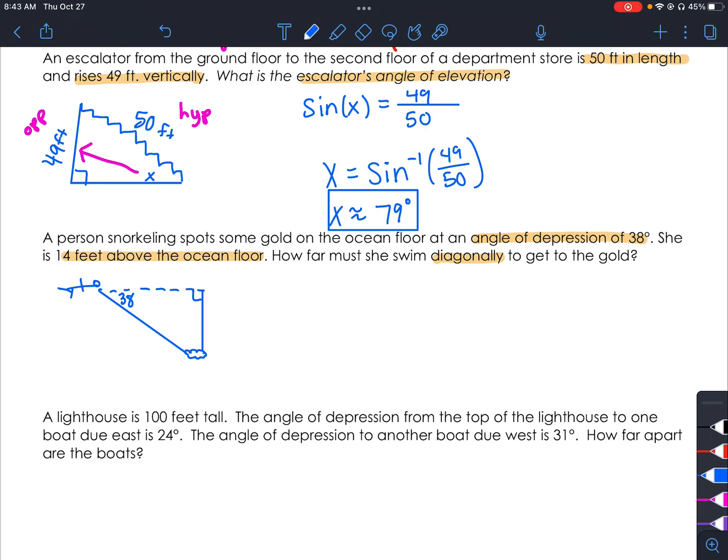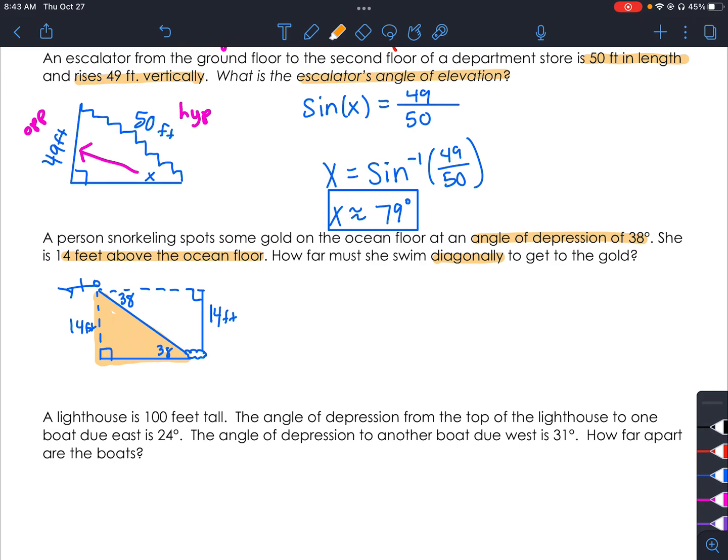So if you want to look at your triangle this way, you can. She is 14 feet above the ocean floor. If you notice, this makes a rectangle, and opposite sides of rectangles are congruent. So if that's 14 feet, this is also 14 feet here. Or again, like the other one, if you wanted to, you can write the 38 here as your angle of elevation and only use this right triangle. Both of them are the same right triangles. You'll get the same answer. You'll use the same trig.